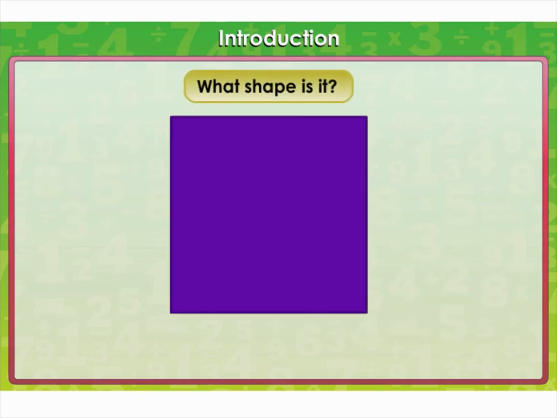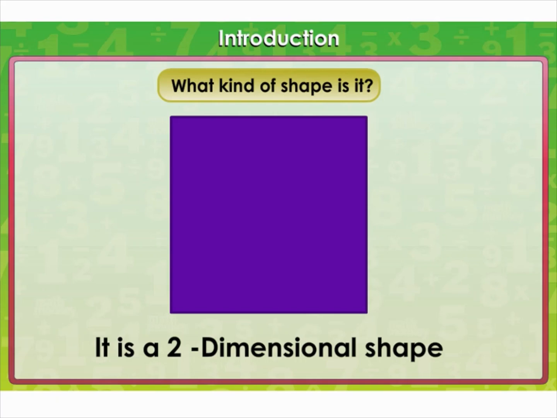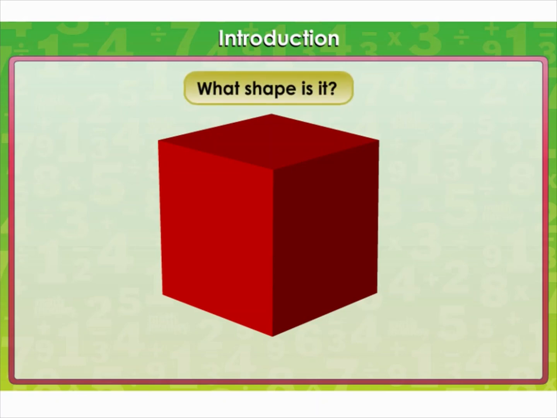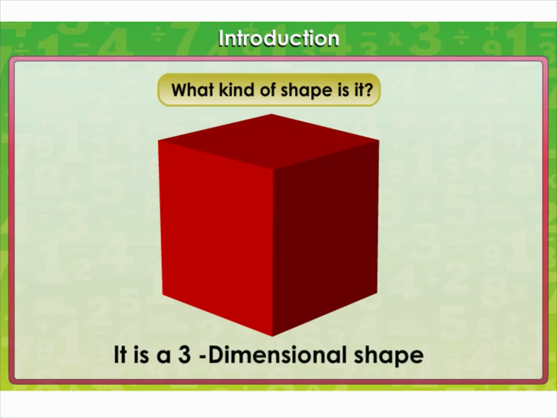What shape is it? It is a square. What kind of a shape is it? It is a two-dimensional shape. What shape is it? It is a cube. What kind of a shape is it? It is a three-dimensional shape.